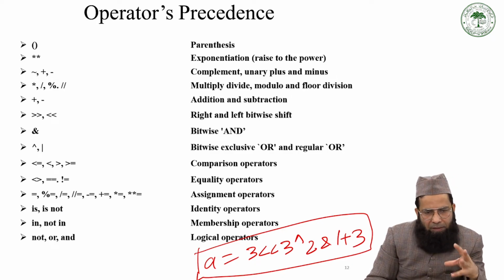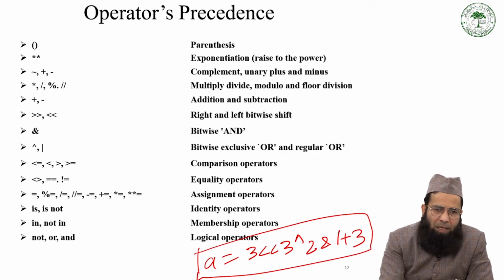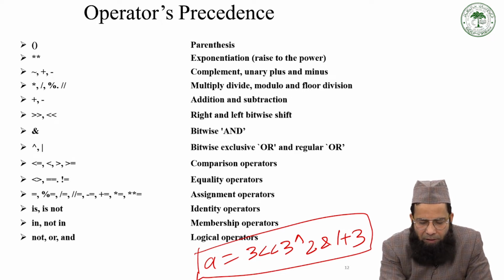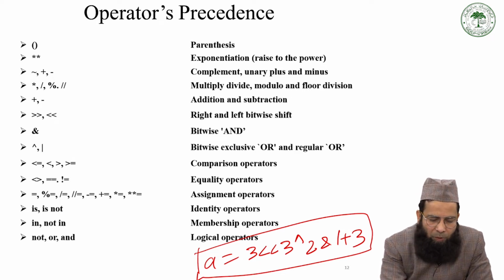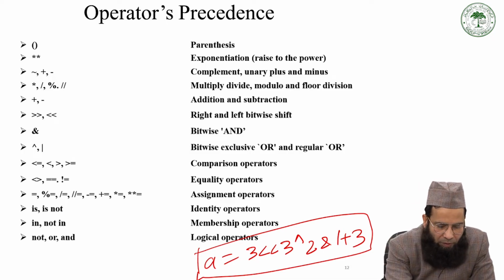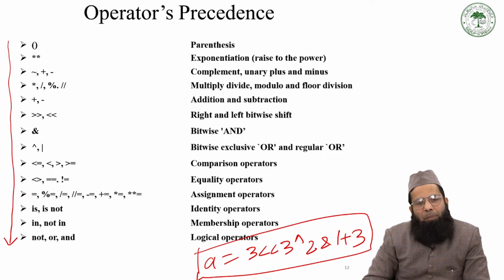Python maintains this precedence. So the parenthesis would be executed first. Suppose all these operators are there in an expression. Parenthesis would be executed first, then exponentiation, then complement, unary plus, and after that multiply, divide. This is the way operator precedence works, right?